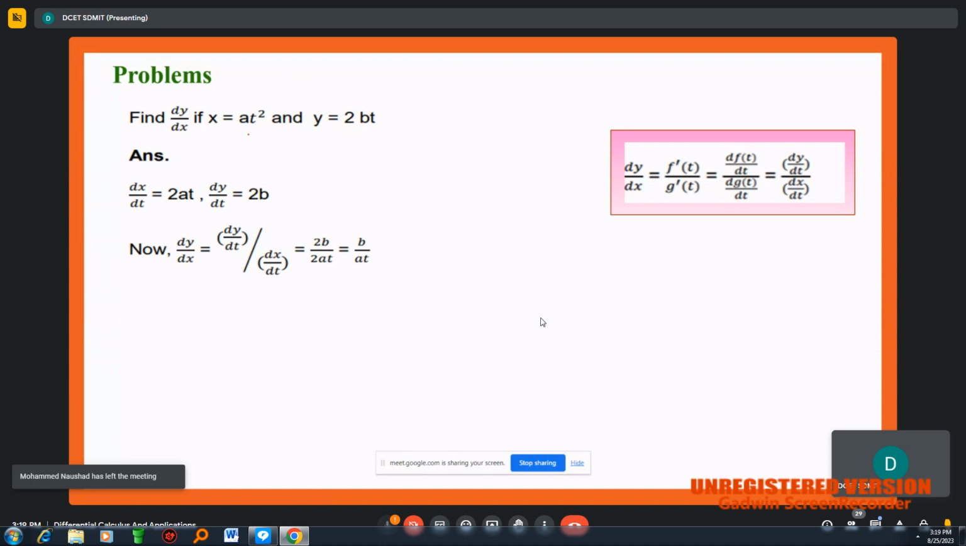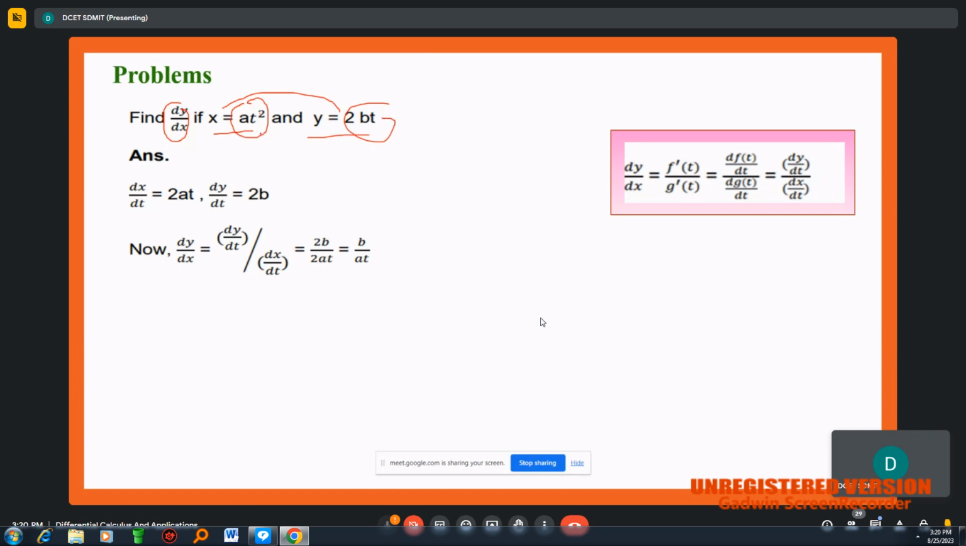ಎಲ್ಲರಿಗೆ ಅರ್ಥ ಆಯ್ತಾ? ಇಲ್ಲಿ ನೋಡಿ ಈ ಫಂಕ್ಷನ್ ಇದೆಲ್ಲ ನಮ್ಗೆ x is equal to a t square and y is equal to 2bt ಇದೆ. ನಾವು ವಿ ಹ್ಯಾವ್ ಟು ಫೈಂಡ್ ಔಟ್ dy by dx. ನಮ್ಗೆ ಯಾವಾಗ ಗೊತ್ತಾಗ್ತದಂದ್ರೆ ಪ್ಯಾರಾಮೆಟ್ರಿಕ್ ಫಾರ್ಮ್ ಯೂಸ್ ಮಾಡಬೇಕು ಅಂತ. ಯಾವಾಗ ಅಂದ್ರೆ ಈಗ ನೋಡಿ ಈ ಕೊಟ್ಟ ಇಕ್ವೇಶನ್ ಪ್ಯಾರಾಮೆಟ್ರಿಕ್ ಫಾರ್ಮ್ ಅಲ್ಲಿ ಇದೆ.